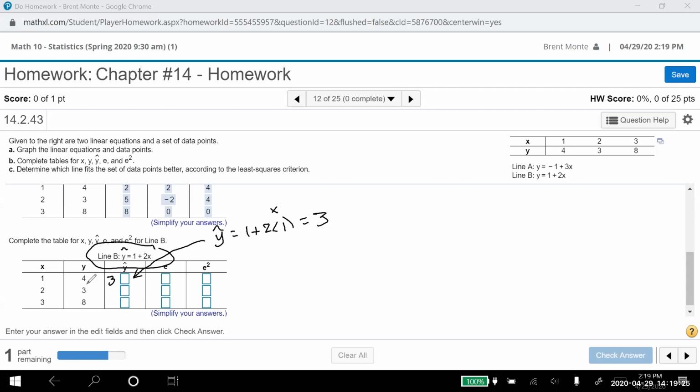The error 4 minus 3 is 1. The error squared is also 1, because that's 1 squared. The next number, I'm going to plug in 2 for x. So 2 times 2 is 4, plus 1 is 5. 3 minus 5 is negative 2. And that squared is 4.